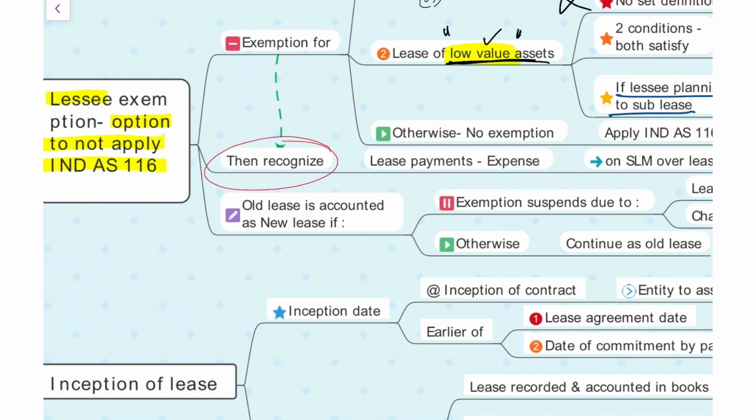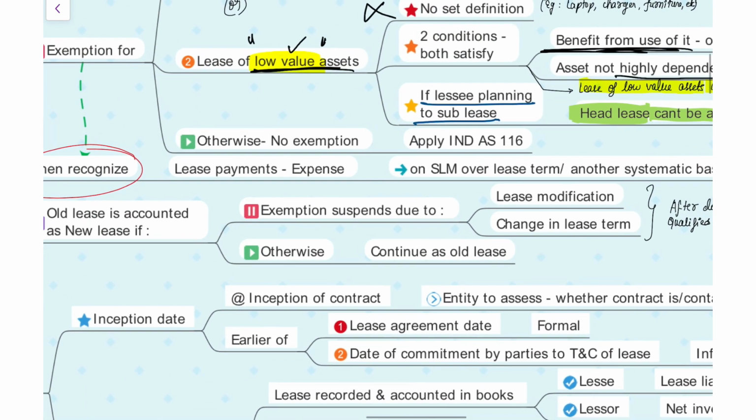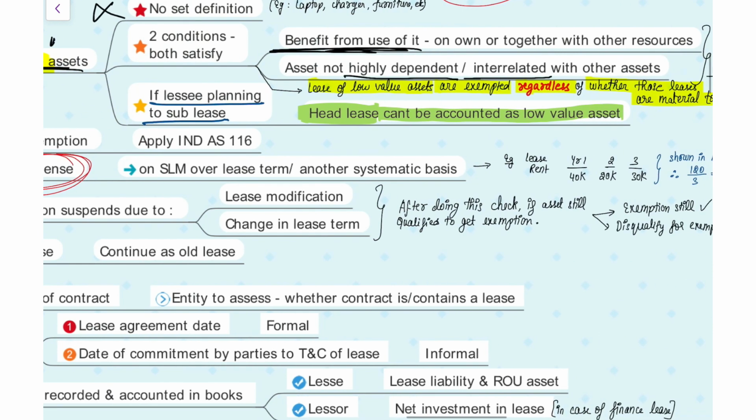Now here, how will you recognize this exemption? Whatever lease payments or lease rentals you are going to make, in exchange for the asset you have taken, should all be recorded as an expense. It should all be recognized as an expense in your P&L. Here they are telling you to recognize it on a SLM basis over the lease term.